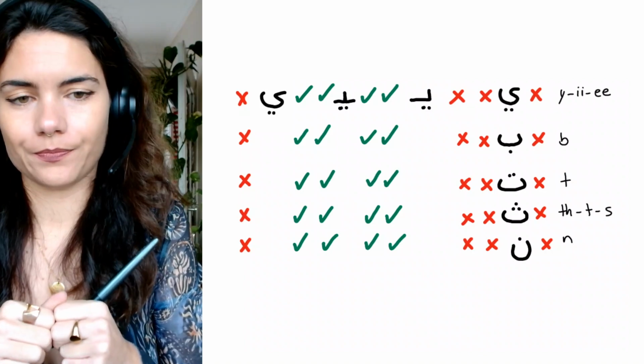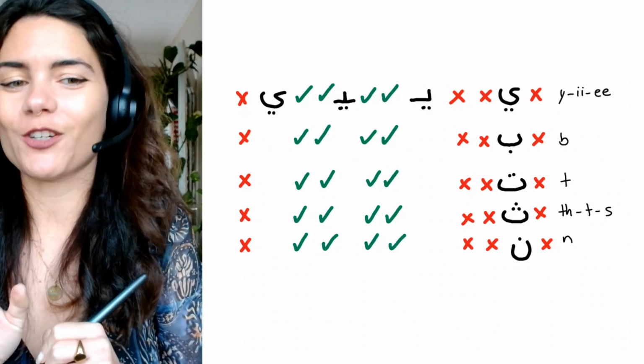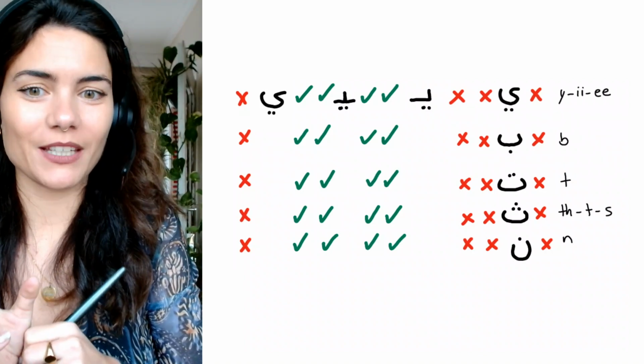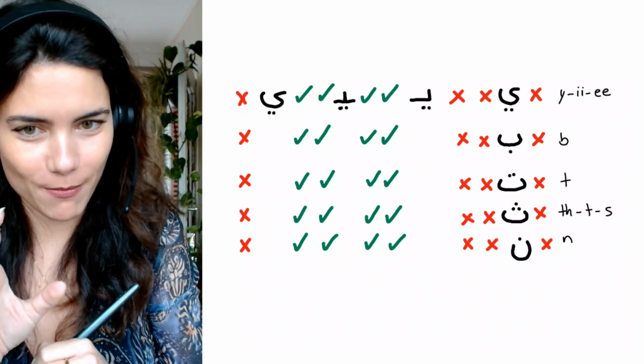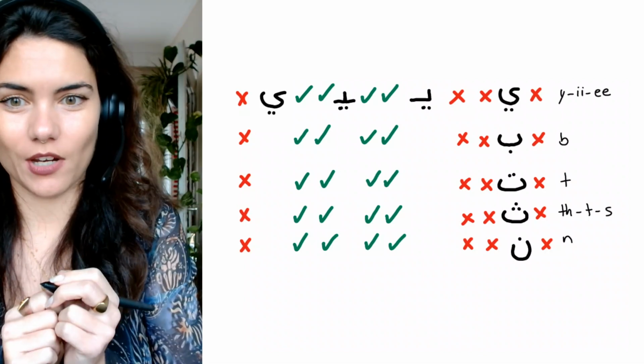Now, this is going to complicate a little bit our reading, because we need to really memorize the dot rather than the shape, right?